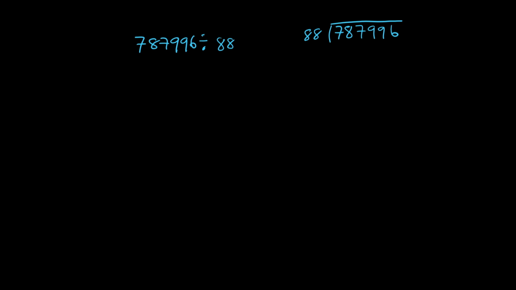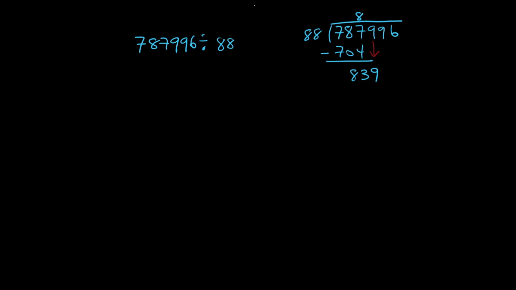Now, how many times can 787 be divided by 88? That should be 8 times. 88 multiplied by 8 will give us 704. And 787 subtract 704, and we should be left with 83. Now, can 83 be divided by 88? No, so we'll pull down our 9. And this becomes 839.